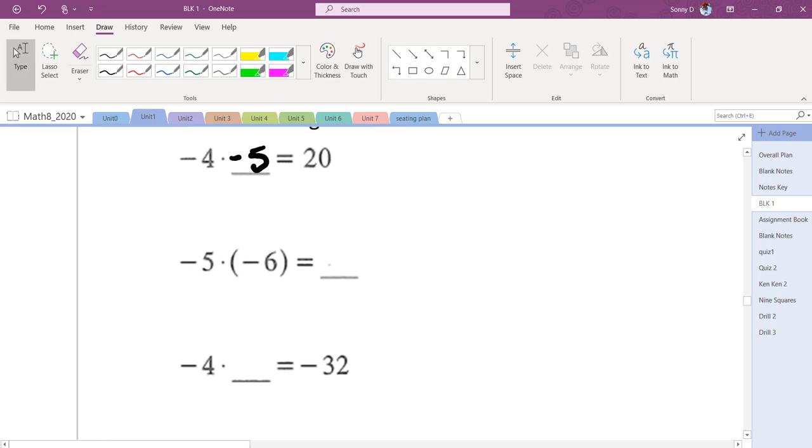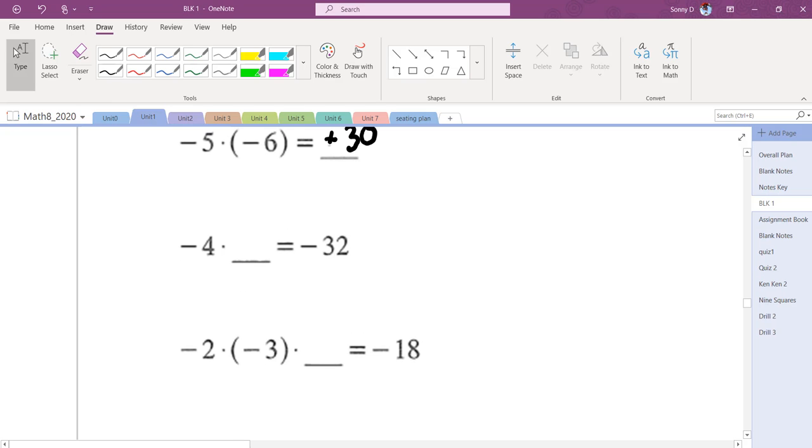Okay, next one. We have a -5 times a -6. Positive. Should be, yeah, focus on the signs first. Two negatives make a positive. Then you multiply the numbers. 5 times 6. What's 5 times 6? Lachlan, you said it out? 30. Simple as that. Okay. Next question.